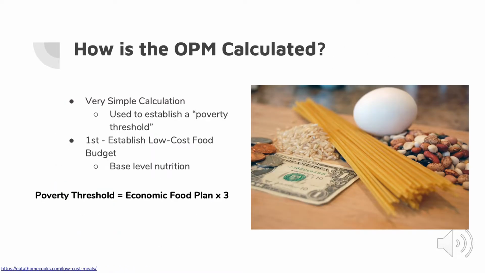Let's take a look at how simple this calculation truly is. In order to assess if someone is in poverty or falls below the poverty threshold, this threshold must first be established. In the case of the official poverty measure, another number must first be developed, known as the low cost food budget. This is the average cost of a simple nutrition plan for a US citizen. Once this budget has been established, the number is multiplied by 3 to account for additional life expenses, and this becomes the poverty threshold.